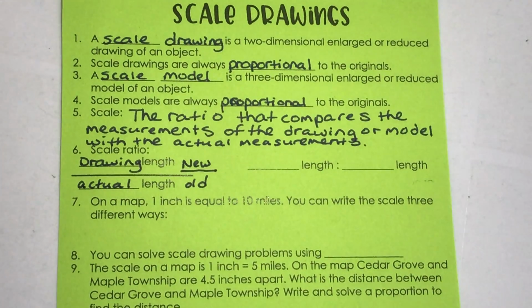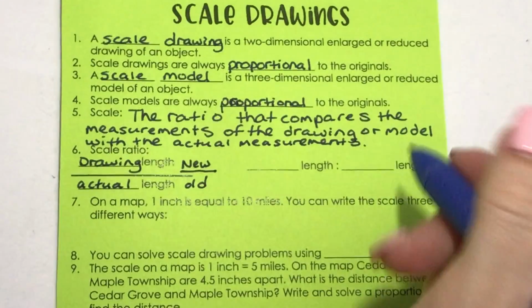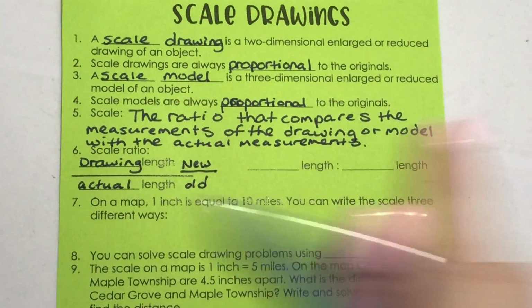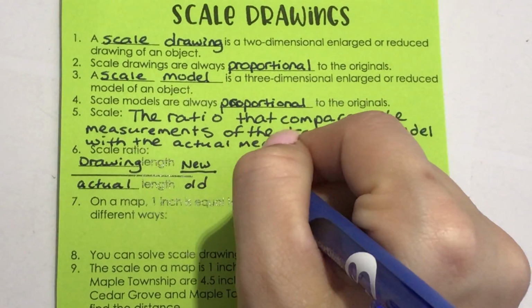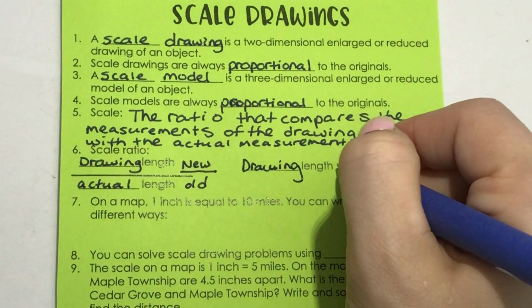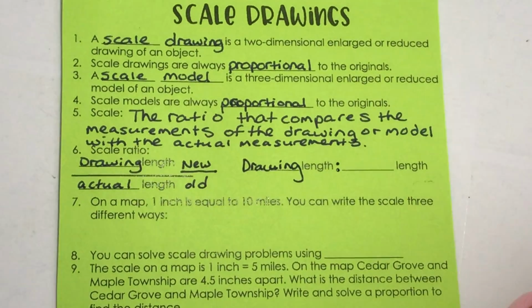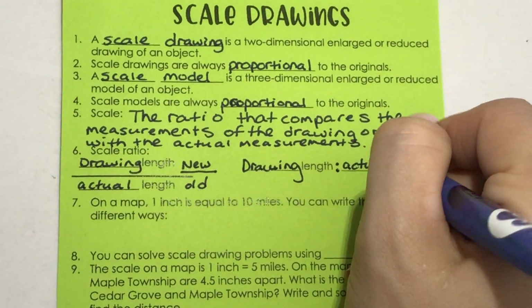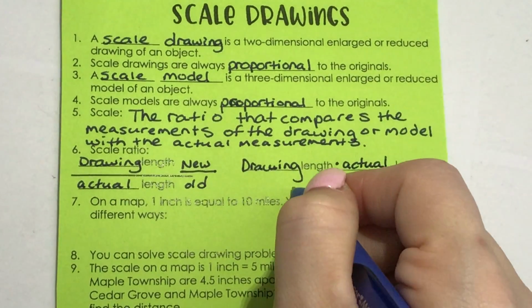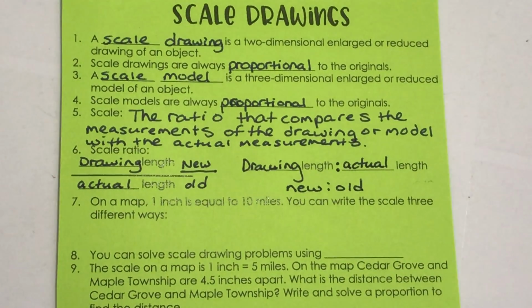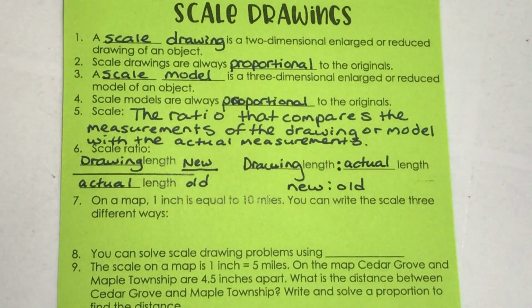So when it's written like a ratio, it's the same thing. The top is always written first. So the drawing length, and then there's our ratio symbol, to our actual. And if we're looking at it, it's new to old. That was the other way we talked about it.